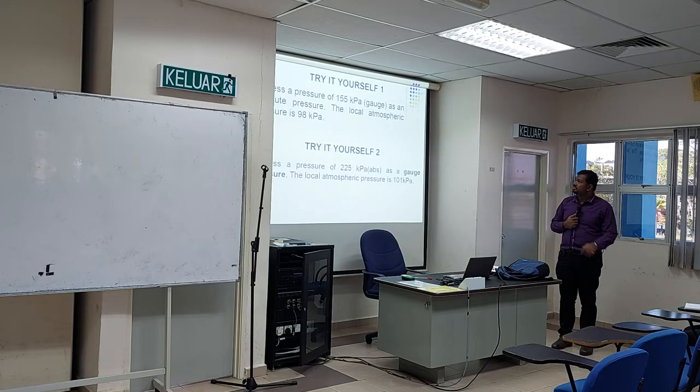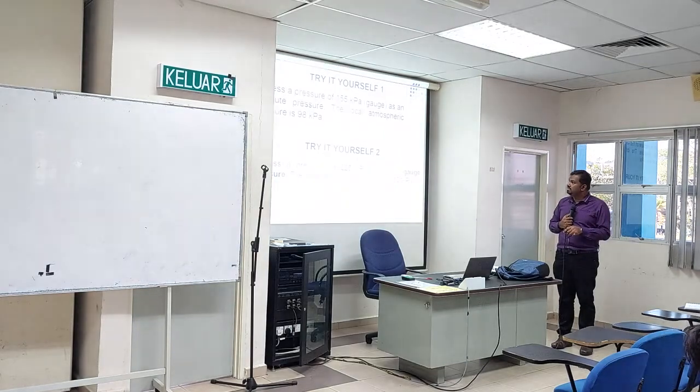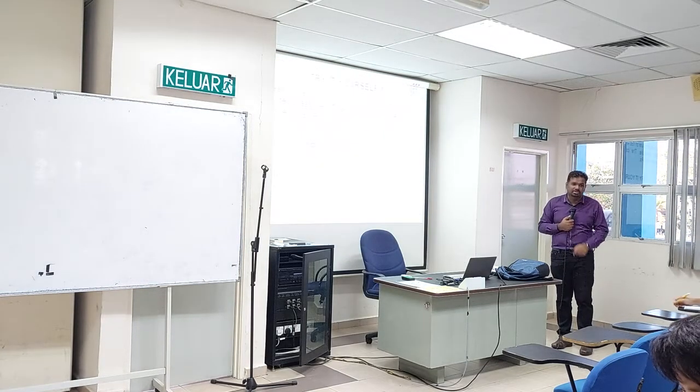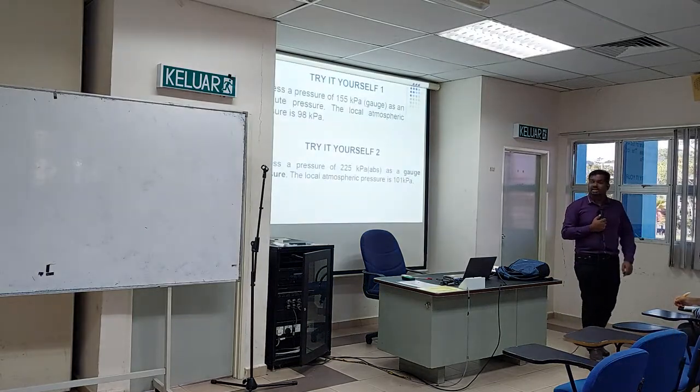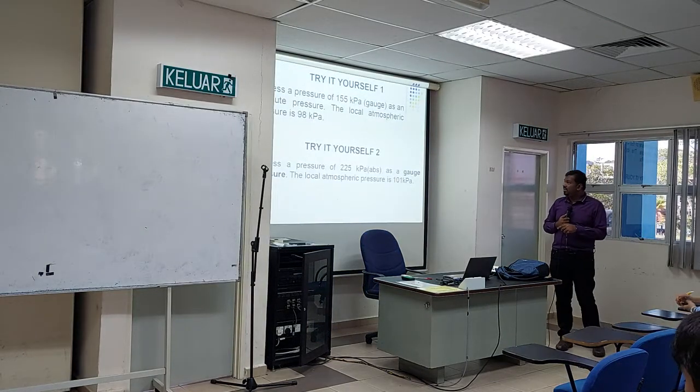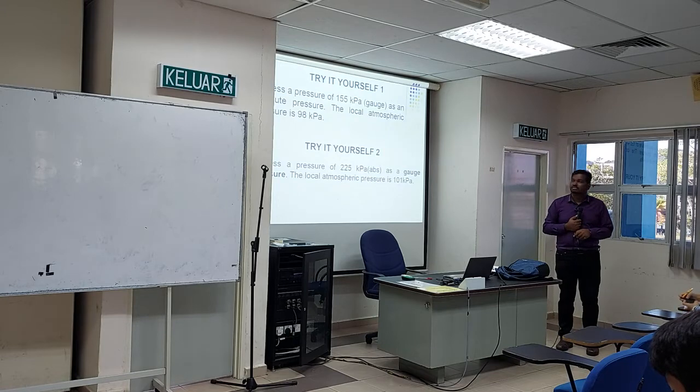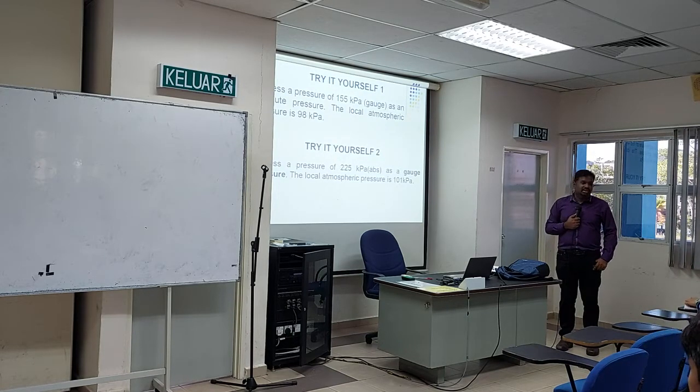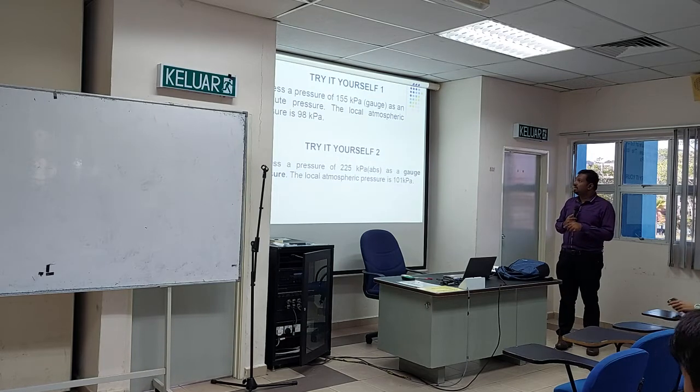So what you need to do? So gauge pressure dah diberi 155 kilopascal. Atmospheric pun dah diberi 98. Dia suruh cari absolute. So macam mana? So 155 tambah dengan 98. So dapat berapa? 253. Kan? 253 kilopascal. Okay, jangan letak gauge.